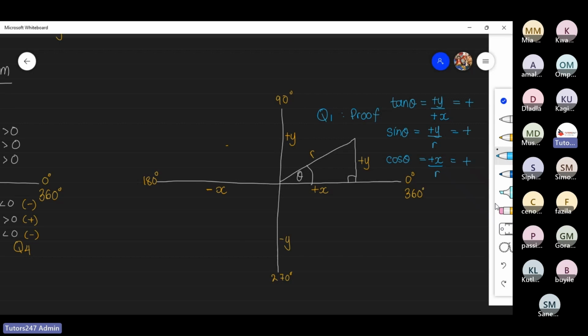Now let's have a look at quadrant 2. Within quadrant 2, let us just draw another triangle. As you can see, this once again is your height, so that will be your y value. But the only difference between quadrant 1 and quadrant 2 is the x values. On the right within quadrant 1, x is positive. On the left within quadrant 2, x is negative. So let us prove that only sine is going to be positive within quadrant 2.